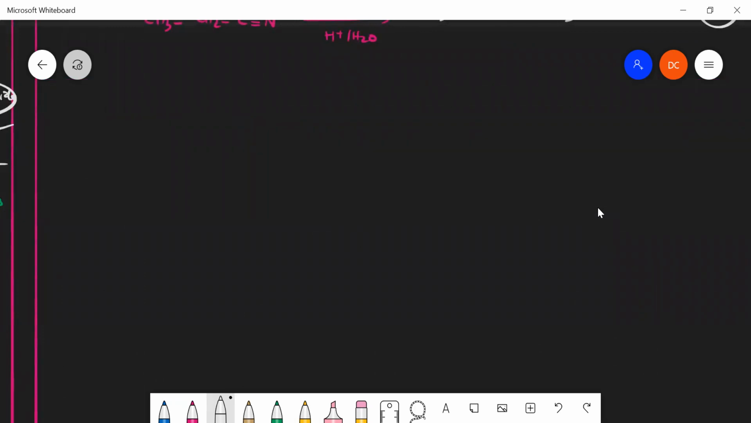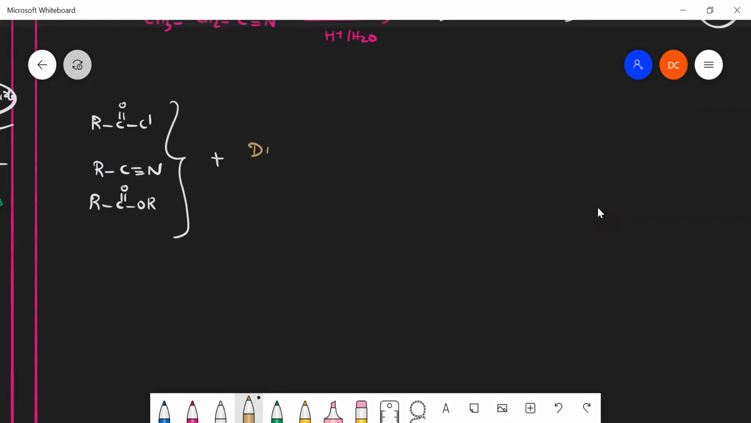We can use some other things, like instead of R-C double bond O-Cl, R-C triple bond N, or R-C double bond O-R. All these things can react with a single reagent to form the same product. So what is that reagent? Do you know DIBAL-H? Did you hear about this DIBAL-H?